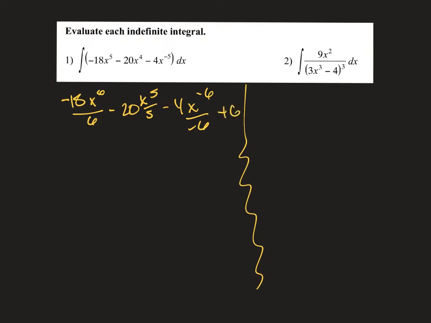Oops, I just screwed up there. Yep, that's a common mistake. I was doing derivatives instead of antiderivatives. Negative 5 plus 1 is negative 4. Don't curse me out on that one.